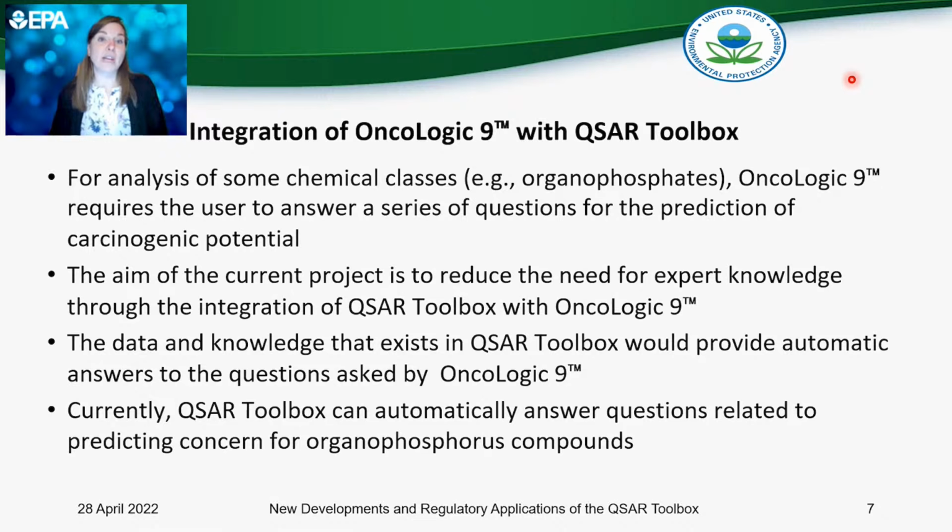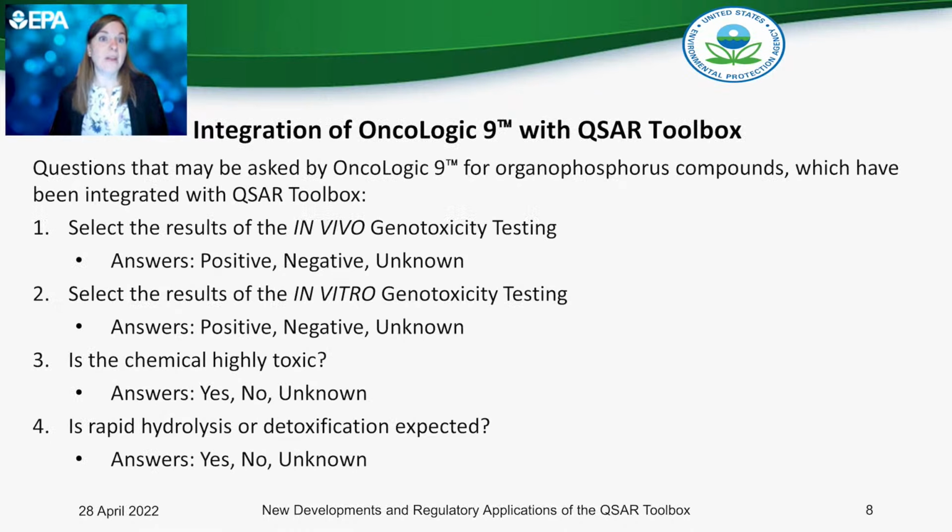We have integrated QSAR Toolbox with Oncologic 9 from work with our collaborators at OECD and LMC. The 4 questions that can be integrated and answered automatically by QSAR Toolbox are: select the results of the in vivo genotoxicity testing, answers positive, negative, or unknown. Select the results of the in vitro genotoxicity testing, answers positive, negative, or unknown. Is the chemical highly toxic? Yes, no, unknown. Is rapid hydrolysis or detoxification expected? Yes, no, or unknown.